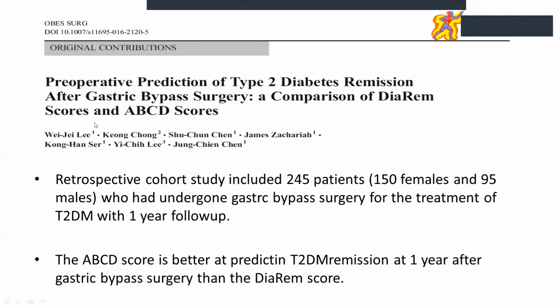Next study was by Lee et al. They compared the DiaRem scores and the ABCD scores. It was a retrospective cohort of 245 patients who underwent gastric bypass with 1 year of follow-up, and all had type 2 diabetes. They found that the ABCD score is better at predicting the remission at 1 year after a gastric bypass when compared with DiaRem score.